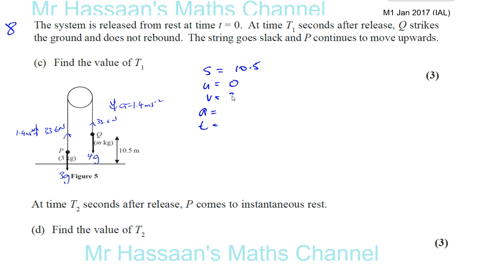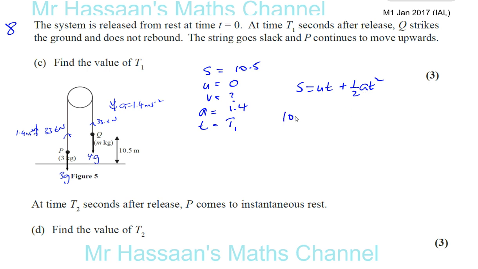The final speed we don't know. The acceleration we know is 1.4. I'm taking down as positive because it's moving down. And the time is what we have to find. That's T1. So we're going to look for equations which deal with S, U, A and T. So we've got s equals ut plus a half at squared. We don't know what v is, so it looks like that's what we're going to use.